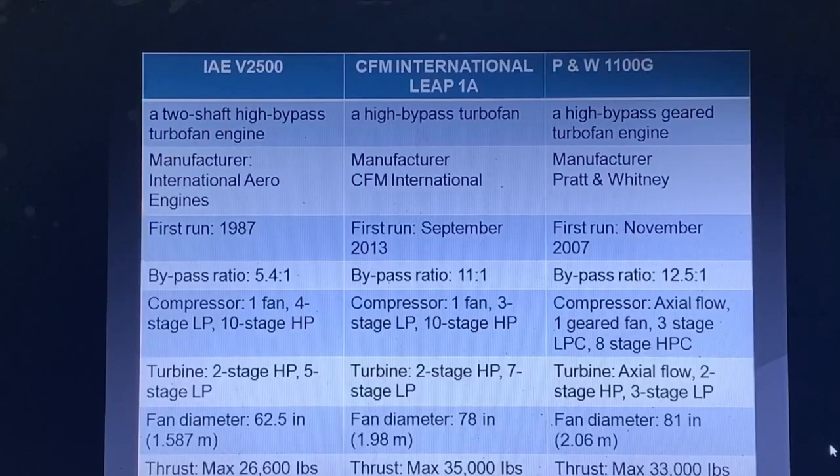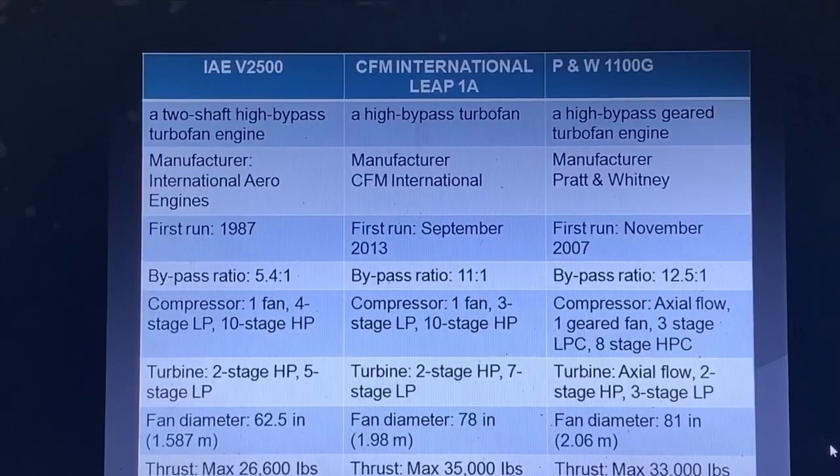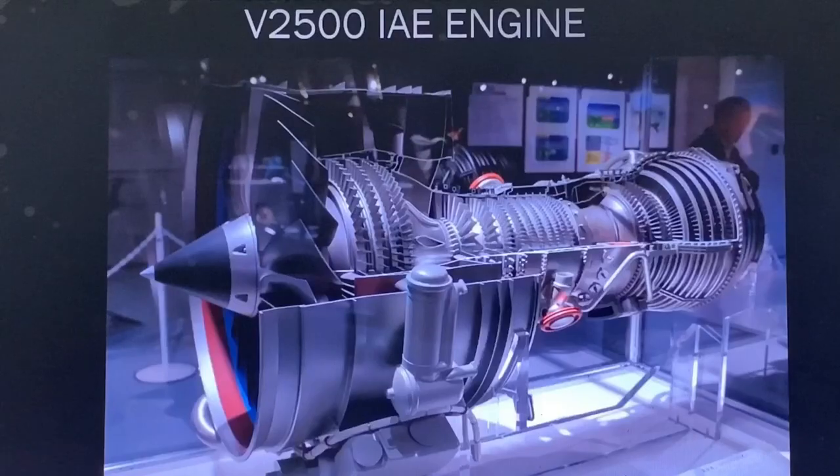Now I'll show some pictures of the IAE engine, the CFM International Leap 1A engine, and the Pratt & Whitney. Besides these engines, one more engine by the name CFM56-5B is also installed in Airbus 320 aircraft. So let's first see the IAE V2500 engine. As you can see, this is a cut view of the V2500 IAE engine.